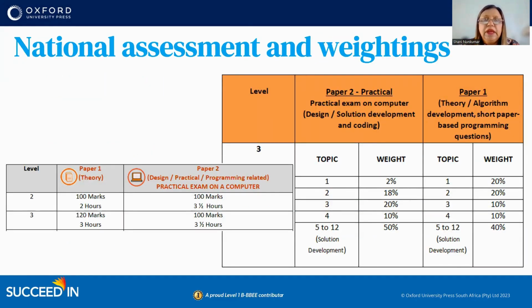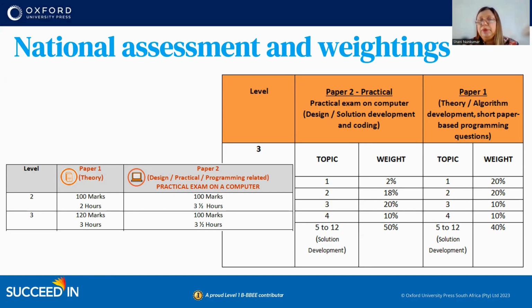Now, in terms of the national assessment and weightings, we look at level 3 on your left-hand side. The paper 1 is 120 marks and for 3 hours, which is a theory paper. Your paper 2 is 100 marks, but it is 3.5 hours of a paper.